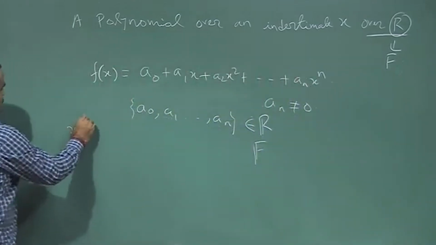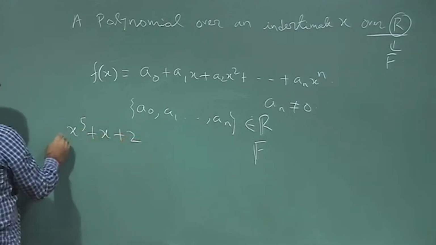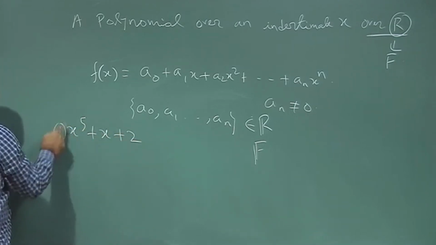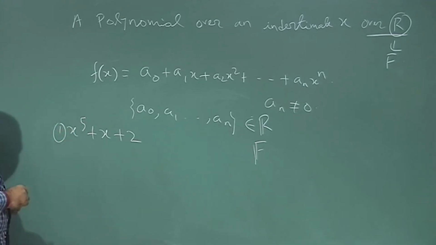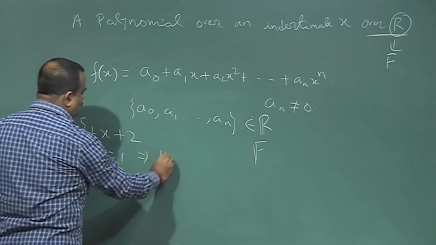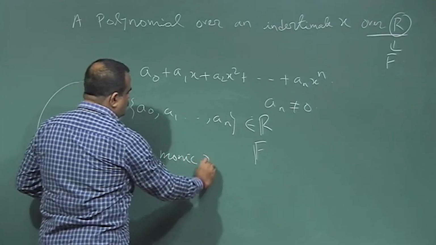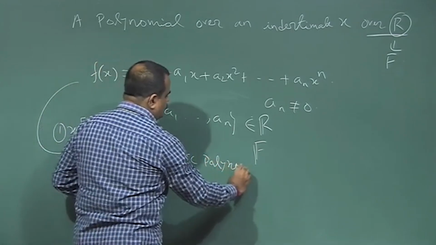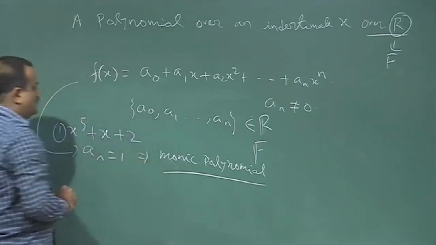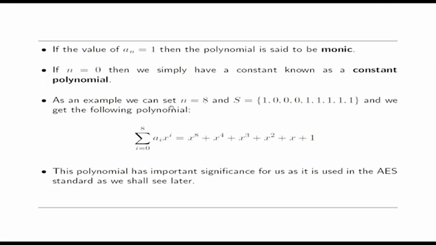So a polynomial like x to the power 5 plus x plus 2 is a monic polynomial because the coefficient corresponding to the highest degree is 1. So if an is 1, then it is called a monic polynomial. And n is the degree of this polynomial. If the highest degree is 0, then this is basically a constant. Okay, so now let us take an example.